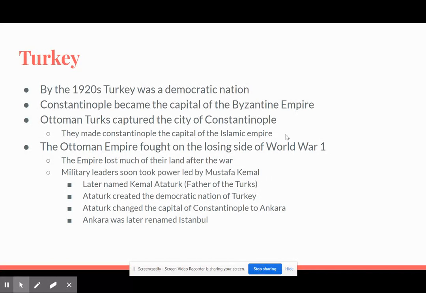Ataturk changed the capital of Constantinople to Ankara. Okay, so remember, it went from Constantinople, that was the name of the capital city. Now it's Ankara. Ankara was later renamed to Istanbul. This is a name that we know the capital city of Turkey as today. Okay, so make sure you remember that. If you look on a map, you're able to find the city of Istanbul.